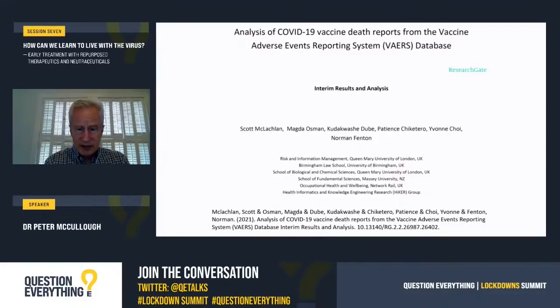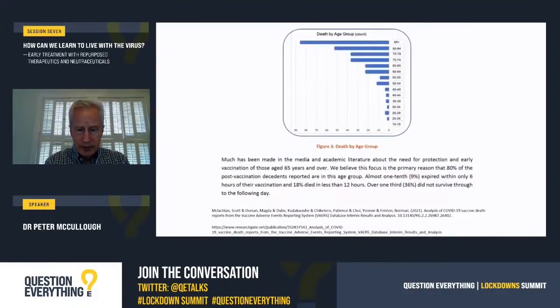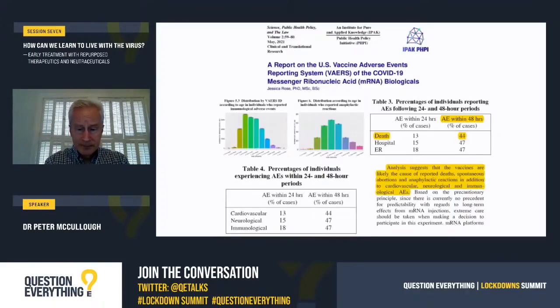In this analysis by McLachlan, 86% of the deaths have no other explanation than the vaccine. Next slide. You can see here from this analysis, most are elderly and it occurs very quickly. The vaccine is almost immediately deadly in seniors. Next slide. In this analysis by Rose, very similar, about 50% of the deaths within 24 hours, 80% within a week. The non-fatal reactions occur and the permanent injuries occur in the younger individuals. Next slide.